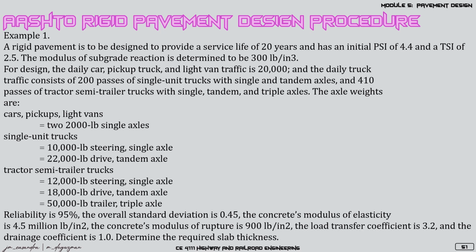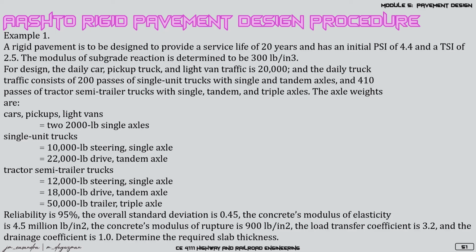Okay, so we have the AASHTO rigid pavement design procedure. So let's have example number 1. We have a rigid pavement to be designed to provide a service life of 20 years, and it has an initial PSI of 4.4 and a TSI of 2.5. The modulus of subgrade reaction is determined to be 300 pounds per cubic inch.